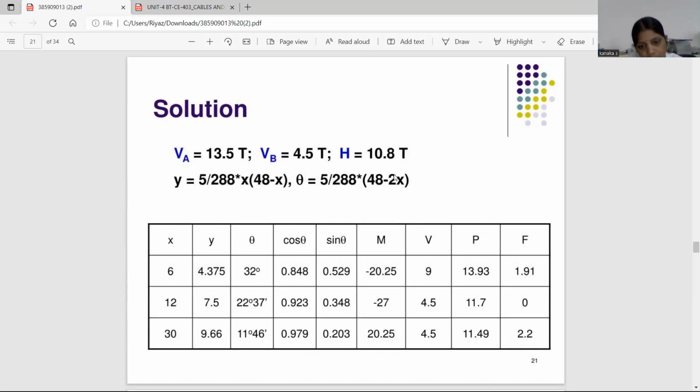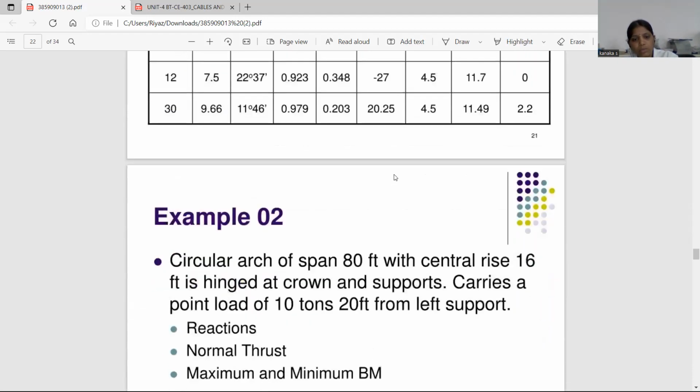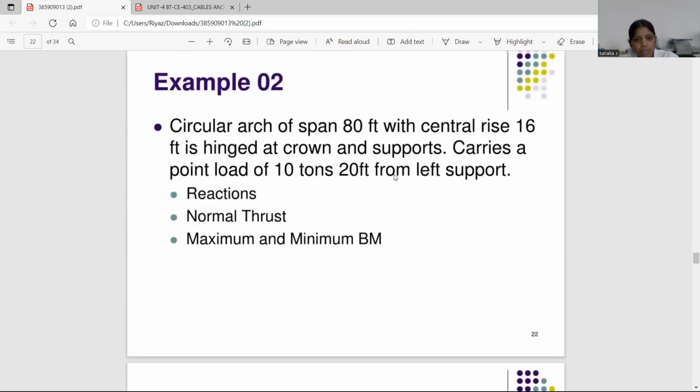So cos theta values are 0.848, 0.9323, 0.979. Sin theta equal to 0.529, 0.348, 0.203. So moment is minus 20.25, minus 27, minus 20.25. So vertical is 9, 4.5, 4.5. So force P equal to 13.93, 11.7, 9.49. So force F equal to 4.1, 491, 2.2.